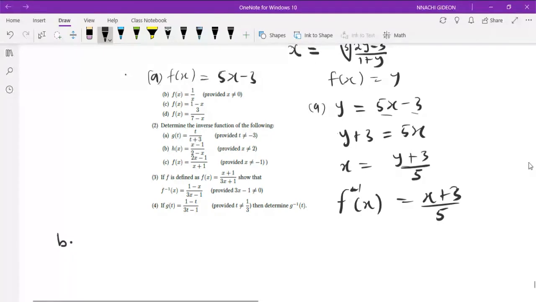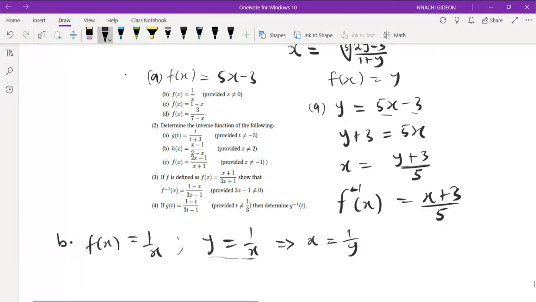B, so this is just y equal to 1 over x, provided that x is not equal to 0. That means x is equal to what? 1 over y. Guys, are you there? Yes. So if you make x the subject of the formula here, x equals 1 over y. So that means, bring back this.